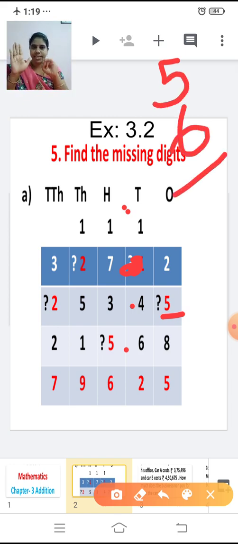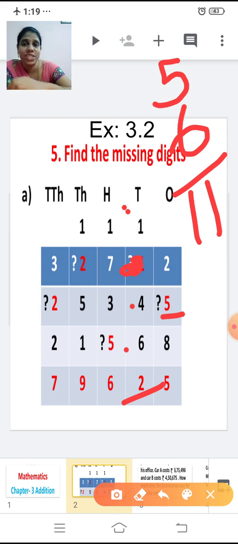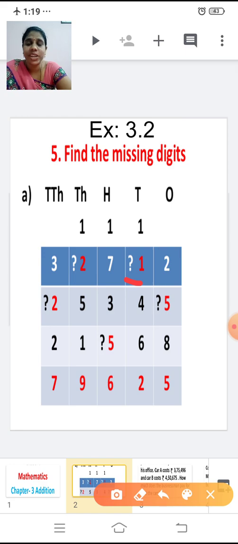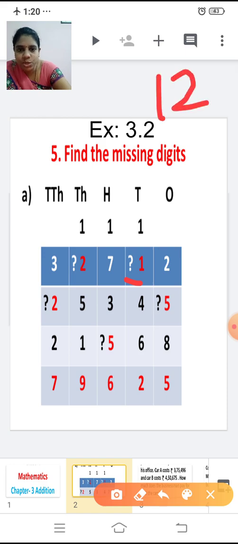After 5, 6, 7, 8, 9, 10, 11. Just see what is the unit digit? 2. With 11, what number should I add so that the unit digit is 2? After 11, 1 I'm adding. After 11, if I'm adding 1, 12. So we got the unit digit as 2, right? So how many numbers have I added? 1. So write 1 in this question mark place.